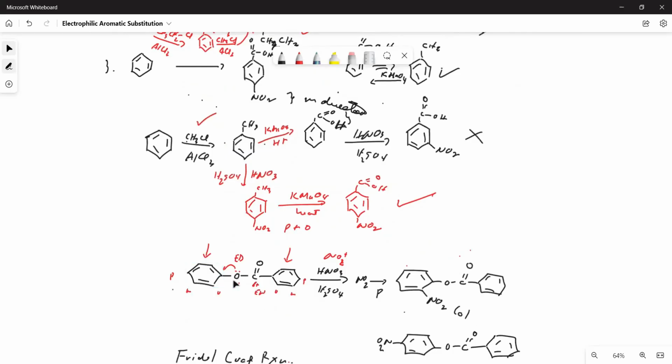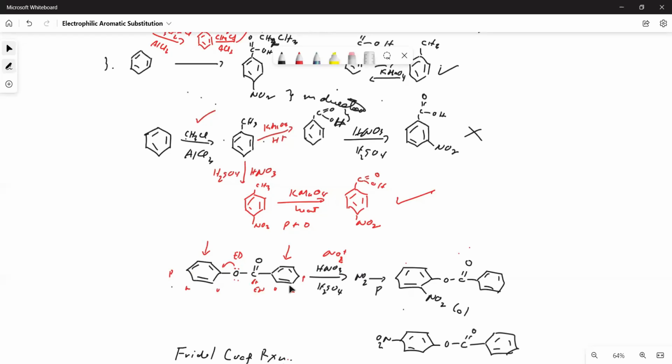You have this structure with 2 benzene rings separated by an ester group. So the question, if this compound will undergo nitration, which benzene ring will be attacked? Is it the left benzene or the right benzene? Well, if you analyze the structure, you have to look for the benzene that is more reactive. Okay? And the more reactive here is the left, not the right.